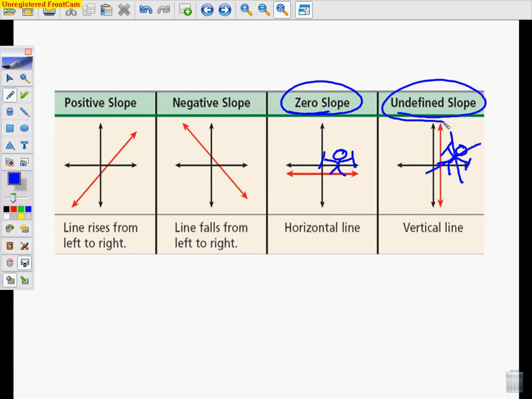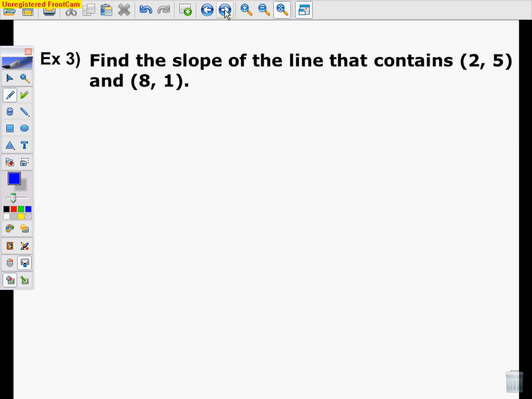You would be undefined. All right, so that's how you can remember the difference between a horizontal line and its slope being 0 and a vertical line and its slope being undefined. All right, here I give you 2 points and I tell you to find the slope between those two. It's probably easier in this problem to use our slope formula, y2 minus y1 over x2 minus x1.